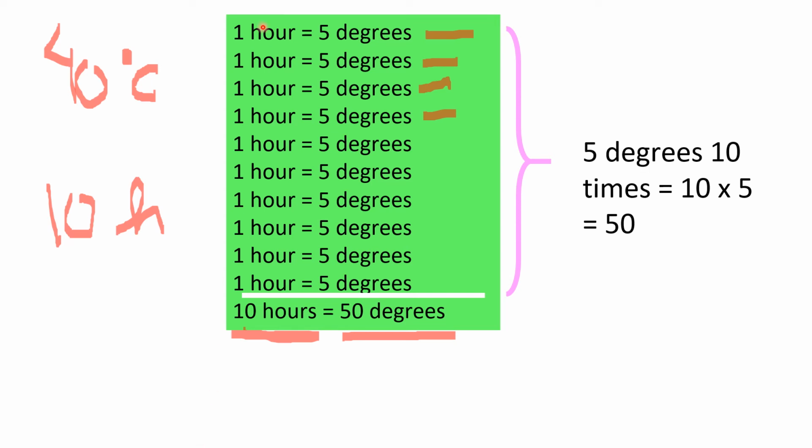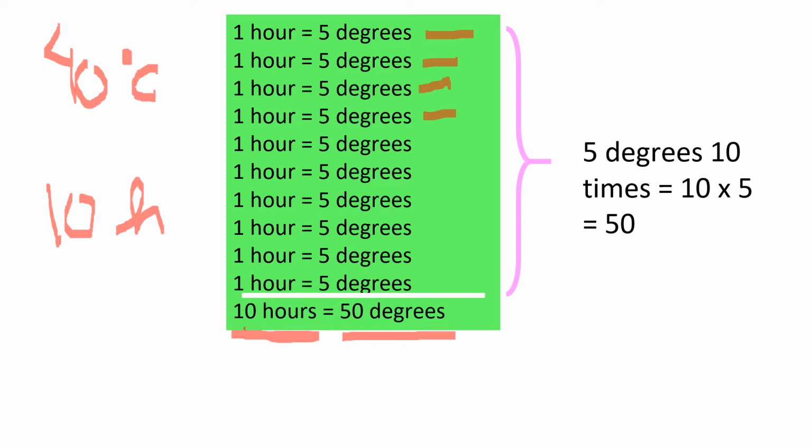So as you can see, in every hour they decreased 5 degrees, right? In the first hour, the second hour, third hour, fourth hour, fifth hour, sixth hour, seventh hour, 8th hour, 9th hour, 10th hour, we got 50 degrees. In total they decreased 50 degrees. So by the end of 10 hours they had decreased 50 degrees.